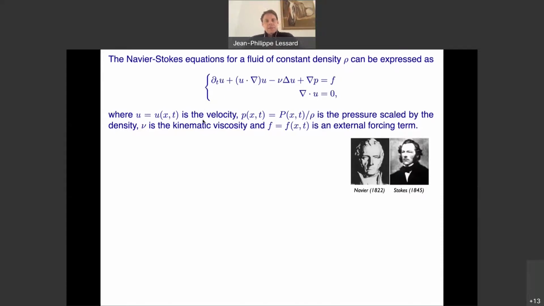In that case, x here could be in R3, it could be in R2. Let's say we focus mainly on three-dimensional domains. So you can really think of x as being three-dimensional, and the velocity depends on each point in R3, and it depends on time. Here P is the pressure, and rho is scaled by the density of the fluid. Nu here, which is a very important parameter, is the kinematic viscosity, and F is the external forcing term. And that's going to play a big role in this talk.